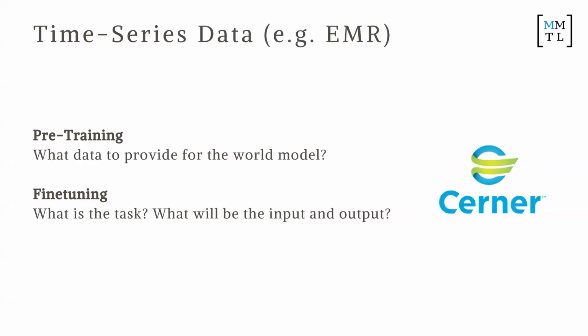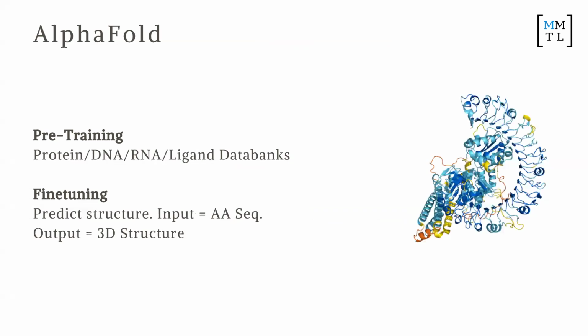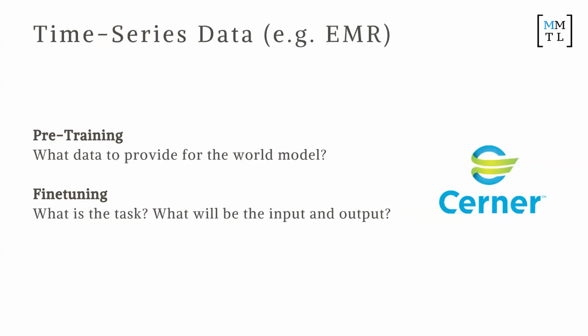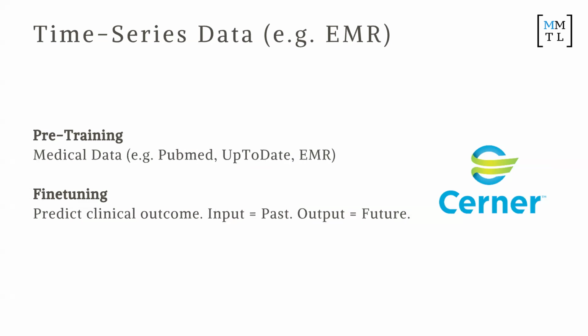All right, if we take a look at time series data, this is another common task. If you want to deal with medical record data, what data do we provide to the world model? In this case, it will be medical data. You can give it PubMed, UpToDate, any EMR data you can scrape from somewhere. And then for fine-tuning, you might want to predict a clinical outcome. The input is what's happened to the patient in the past, and now you're trying to output the future. Does that make sense? This is another framing exercise. No one's ever done this before, but maybe someone will in the future.